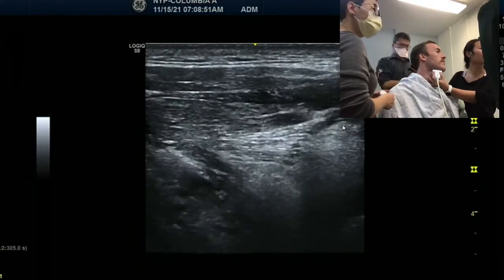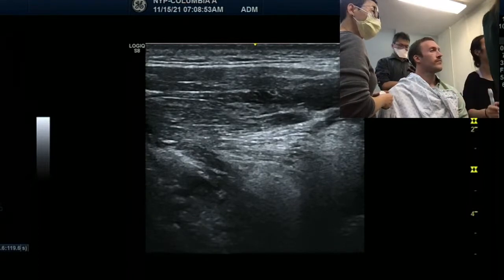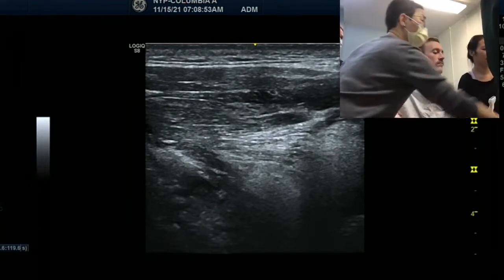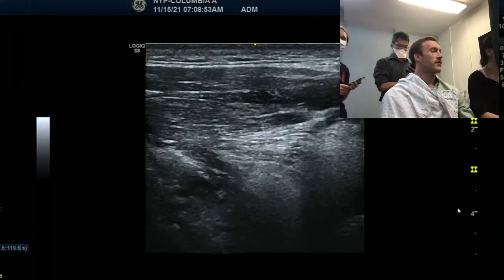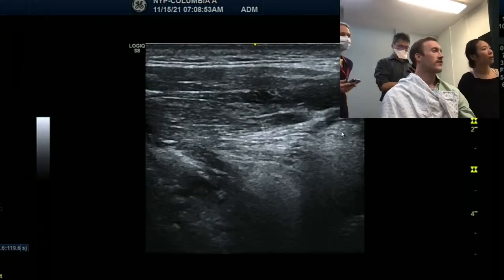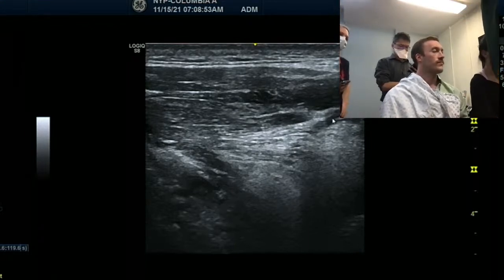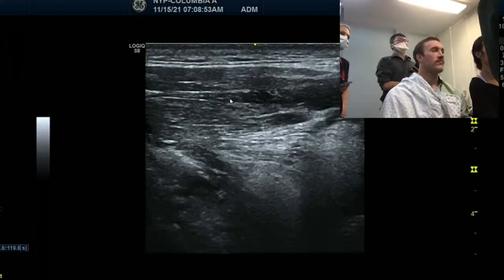Can you freeze? Wow, this is a very interesting picture. So this is mirrored. Use the cursor for people to see. This is just like the mirror version of what we were looking at with Dr. Kim. So this was that middle one, and this is the top one. So we're saying this is mylohyoid, this is hyoglossus, and this is digastric.